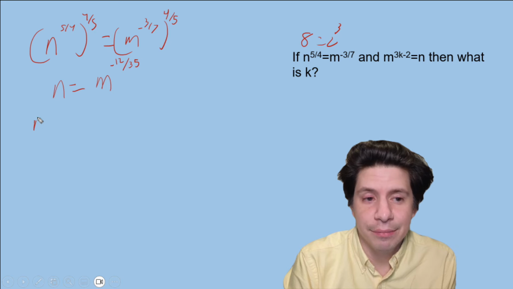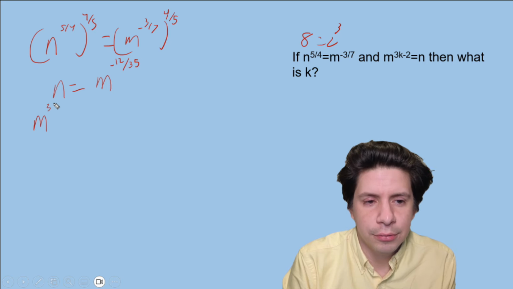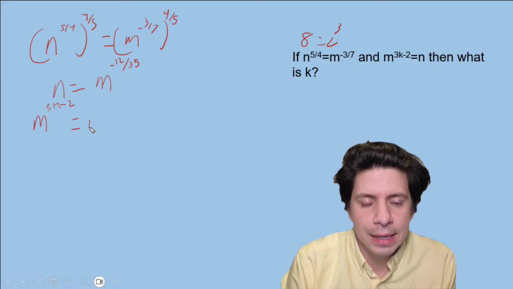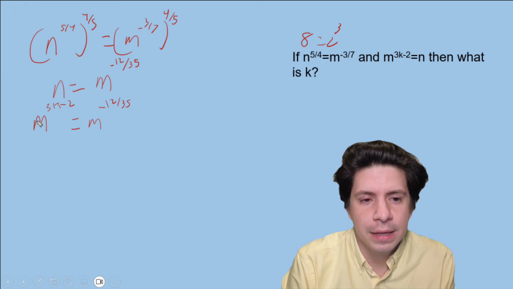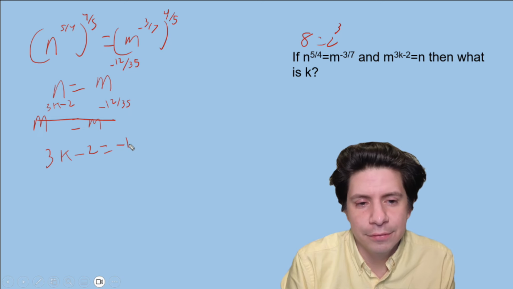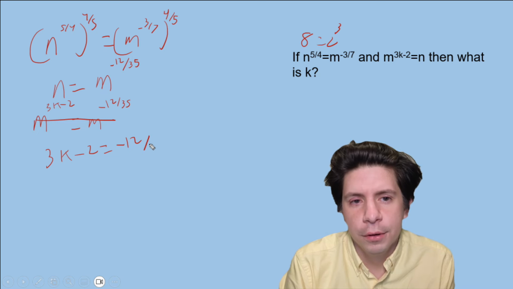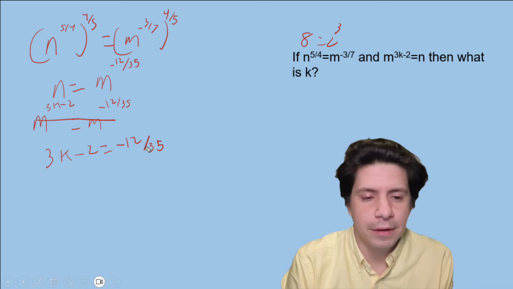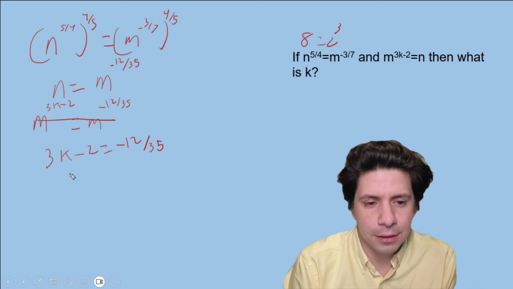Okay, so now plug this in for n in this equation, because then we'll have the same base: m to the 3k minus 2 equals m to the negative 12/35. These go away, so 3k minus 2 equals negative 12/35. The math's not beautiful, but it's not hard either.